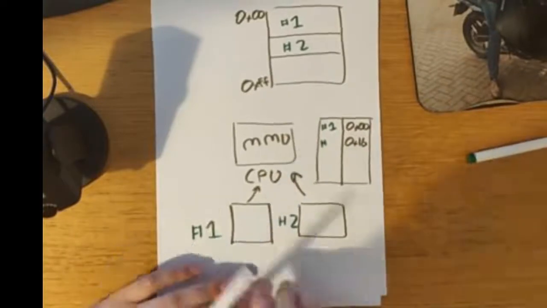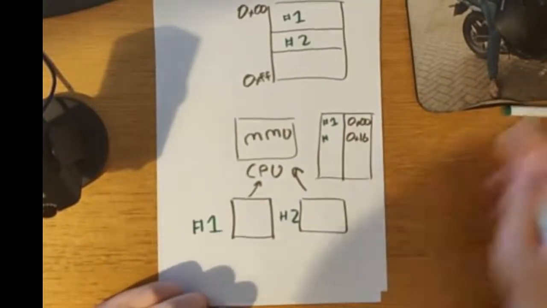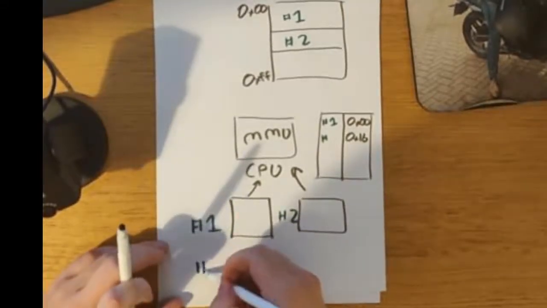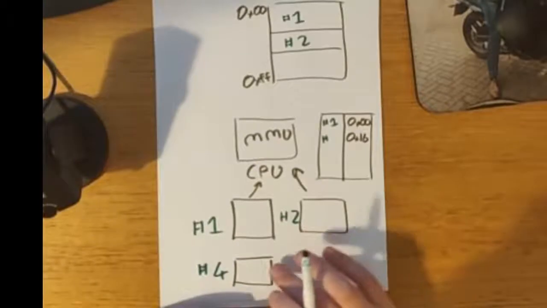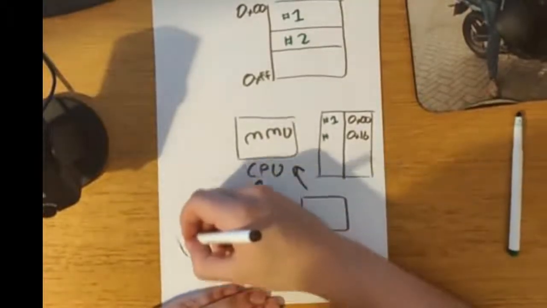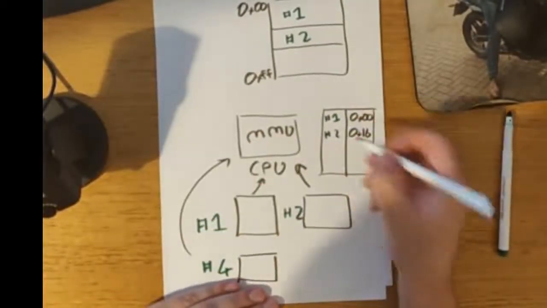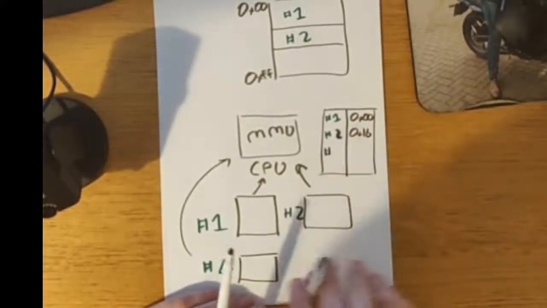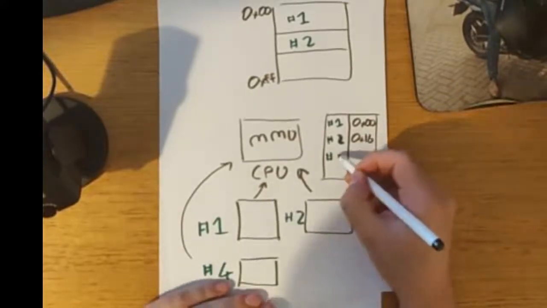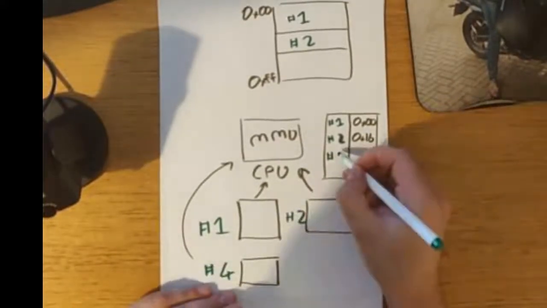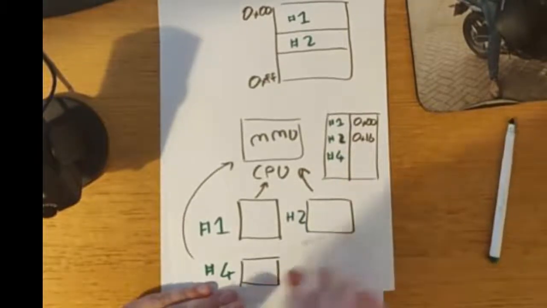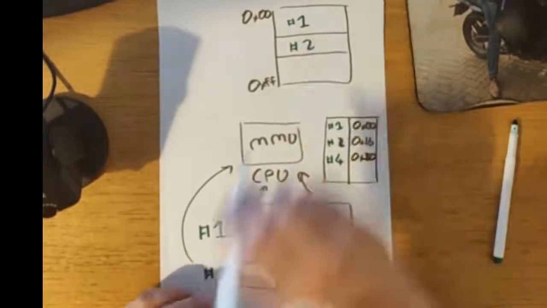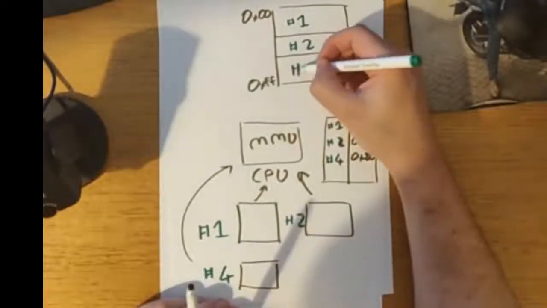However, we said that program number four couldn't be loaded into the same location, but we want to run program number four. Program number four gets sent to the CPU. Sorry, I did that in the wrong colour. The CPU records that program number four was loaded at address 0x80. So at 0x80 here, it gets loaded.